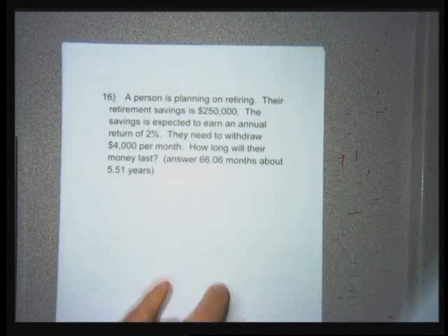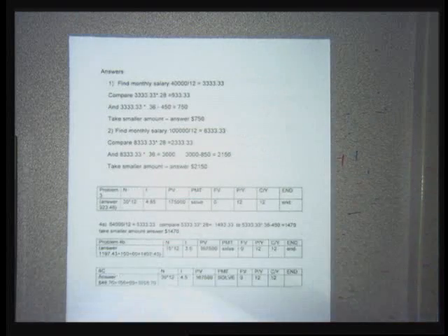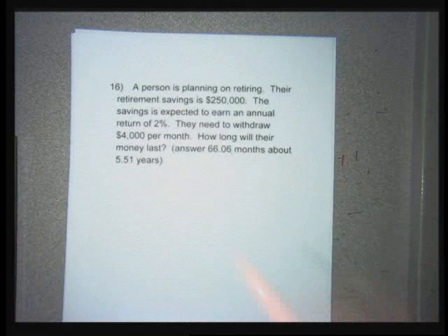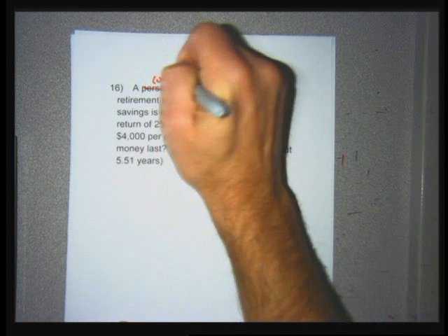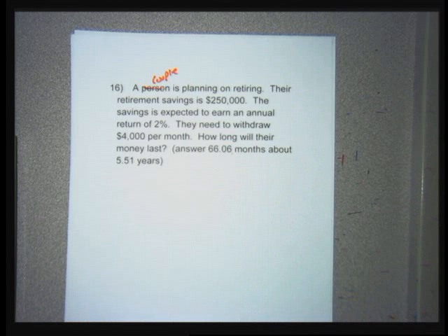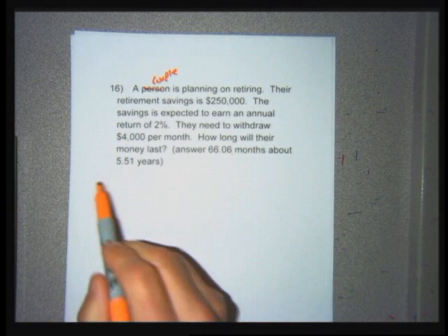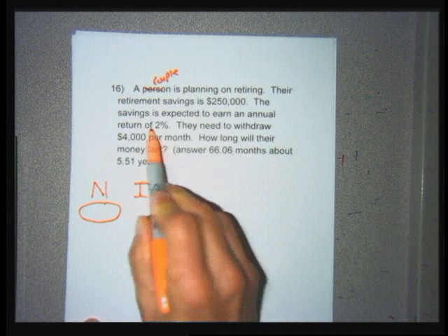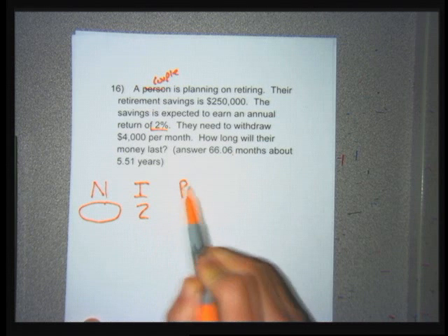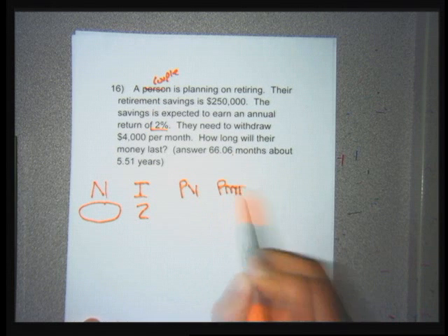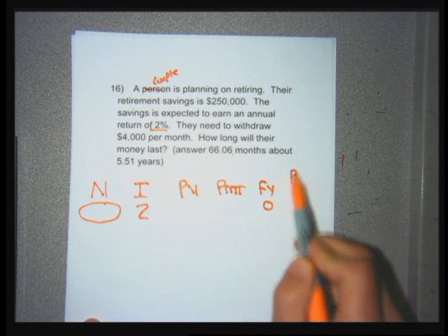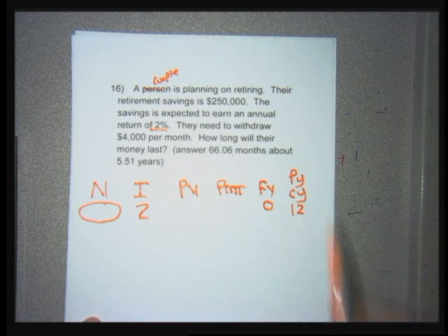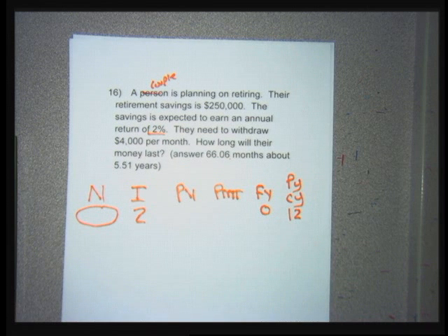Last problem. Exact same setup as problem 16. Same thing here. Probably should be a couple is planning on retiring. Their retirement savings of $250,000. How long is their money going to last? I'm going to solve for N. The interest rate I can quickly see is 2%. The PV and the PMT, because I'm withdrawing money, need to have opposite signs. I'm going to have 0 after this amount of time. I'm making 12 payments per year.